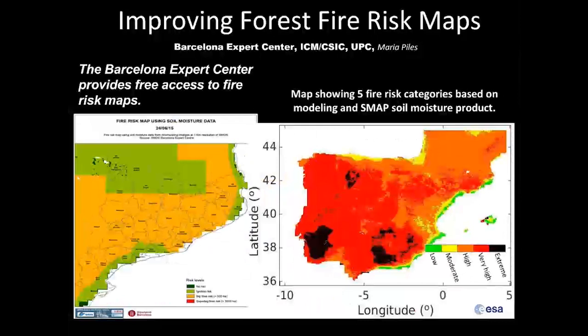In Barcelona, we have an early adopter using SMAP for fire risk. She works directly with the Forest Service, and she's integrated their map into her system and applies risk levels, which is exactly how the Forest Service works: low, moderate, high, very high, and extreme. And that is being used out in Barcelona for all of Spain.